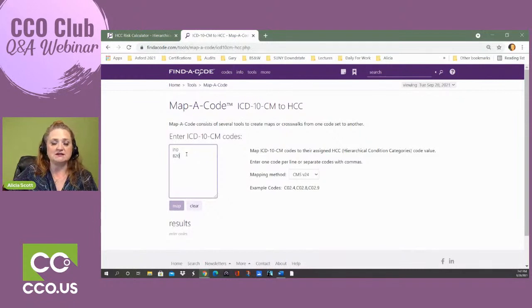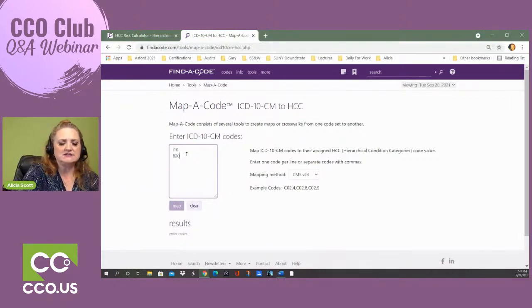B20 is AIDS, not HIV positive, but AIDS, two different codes, because our HIV positive code is a Z code, Z2, Z something 1, and B20 is AIDS, means it's symptomatic, not asymptomatic.